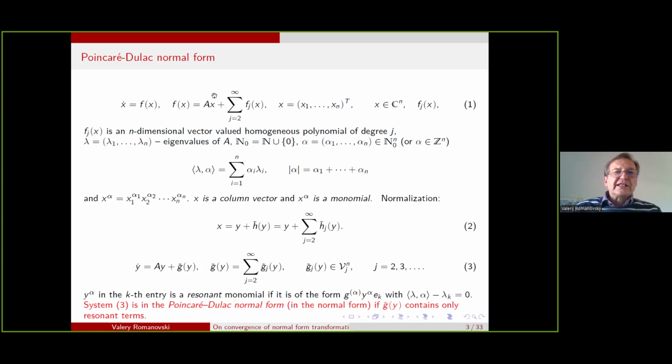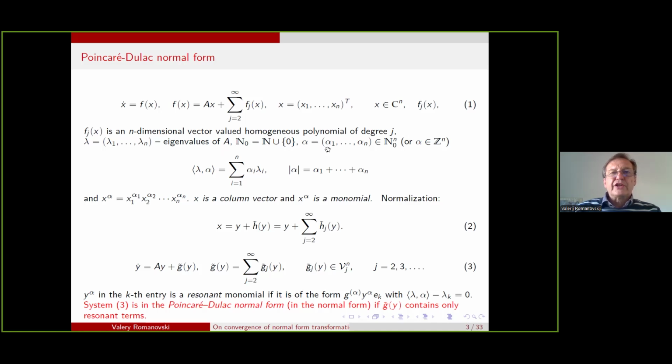We can expand f(x) in a power series. A times x is the linear part, and then we have a nonlinear part where f_j is an n-dimensional vector-valued homogeneous polynomial of degree j. So this sum is a sum of vector homogeneous polynomials. Lambda 1, ..., lambda n are the eigenvalues of matrix A. We will mainly assume that A is a diagonal matrix.